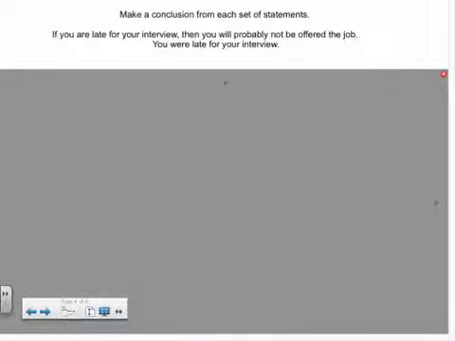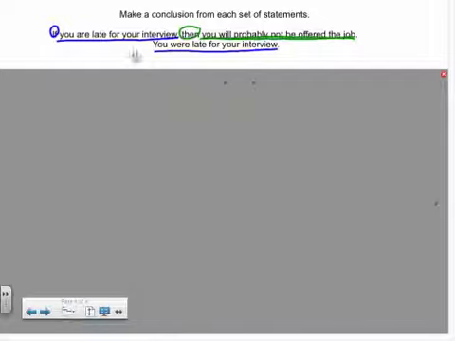Next, let's look at a few problems that will help us apply these laws of logic. First, we'll practice using the law of detachment to make a conclusion from a pair of statements. In our first pair, we have the statements, if you are late for your interview, you probably will not be offered the job, and you are late for your interview. Since the second statement, you are late for your interview, matches the hypothesis of the if-then statement, the law of detachment tells us that the conclusion must be true. So our conclusion is that you will probably not be offered the job.